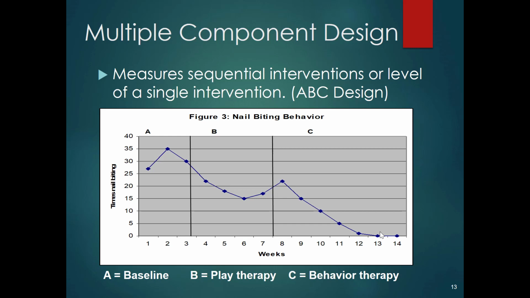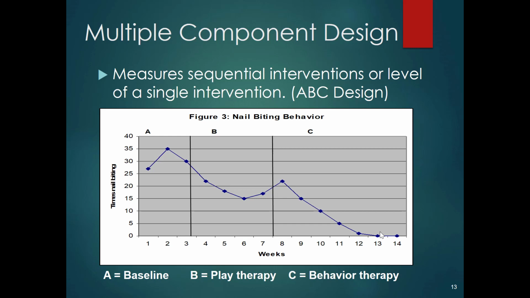However, we should pay attention that a multiple component design does not specify which component was effective. So now we can't tell whether play therapy was more effective than behavior therapy or vice versa. The only thing that we can conclude from looking at this graph is that play therapy followed by a behavioral approach was effective. We cannot determine whether, if we continued the play therapy or if we only used the behavioral approach, it would have been effective. So based on this, we can't say, oh, play therapy works, or oh, behavior therapy works. We can only say that play therapy followed by behavioral therapy works.